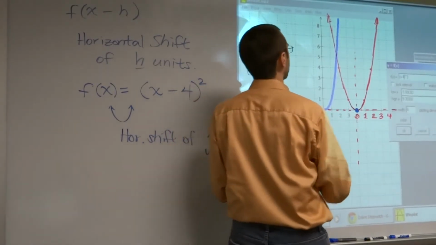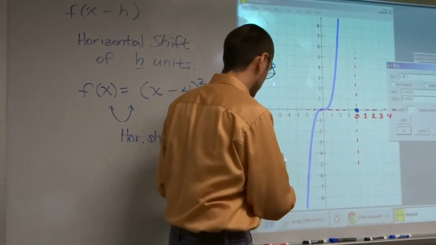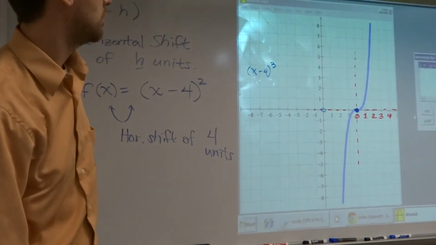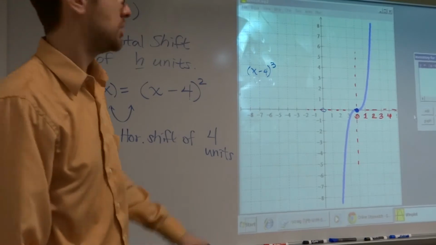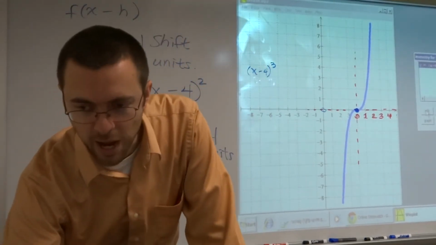Yeah. So let me erase this parabola that I have. This key point was right here at the origin. Now it's been shifted to the right 4. See, it didn't matter if it was a cube or a square. It didn't matter.